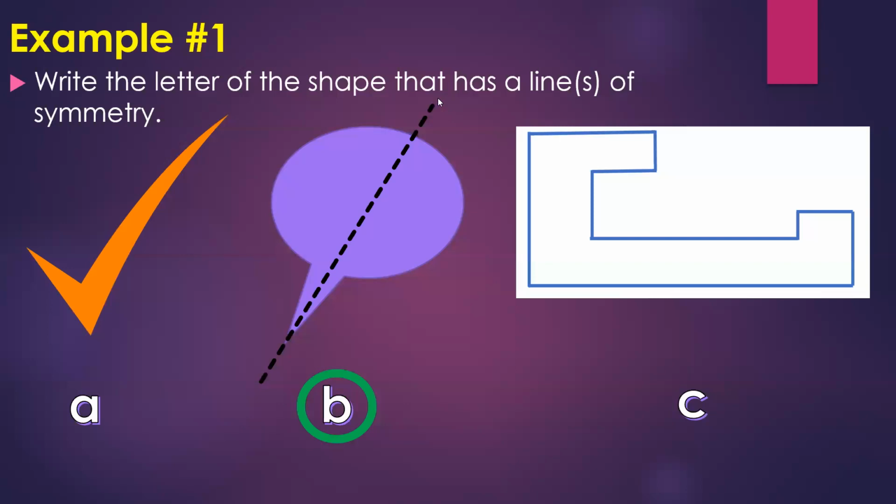So basically we have this line that runs through it. Rashad, do you understand how we got the letter B now?